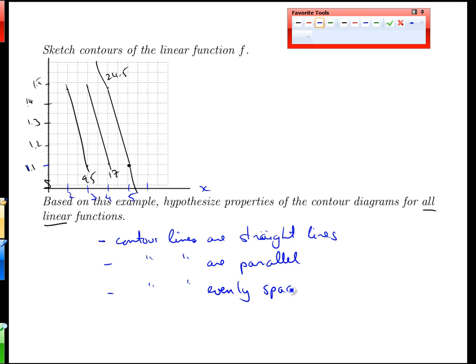Again, assuming the z's are evenly spaced. But there's no change in slope, no change in steepness. So that's a nice consequence of our slope interpretation of the spacing of contours. There we go. So those features are going to come back and be of very significant use to us when we start talking about derivatives.